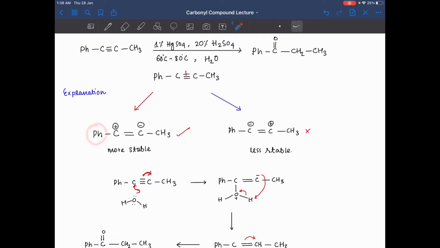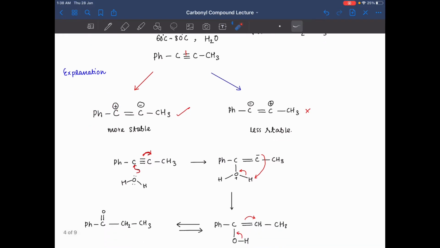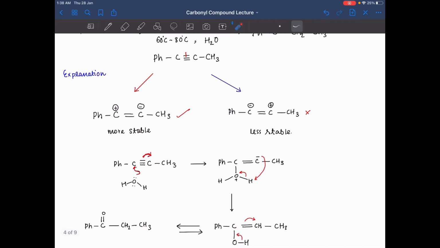the resonance stability of the benzene ring. This is basically a phenyl ring, a benzene ring. So this benzene ring will undergo resonance with the positive charge on this carbon atom. But in this other case we only see the plus I effect, and we know that resonance stability is much greater than the plus I effect, so this structure is less stable compared to this structure.